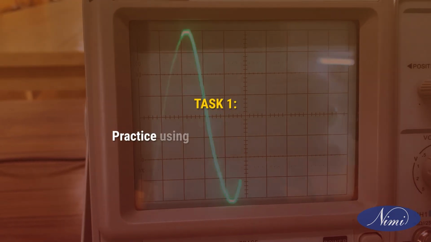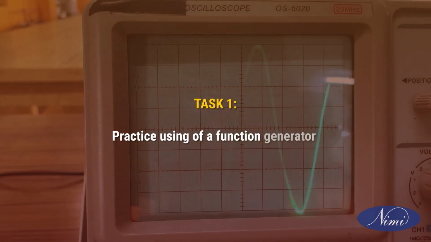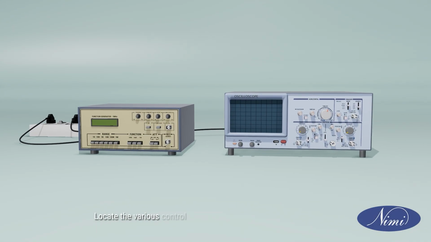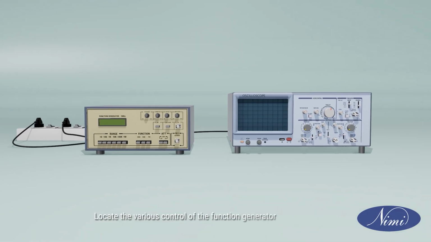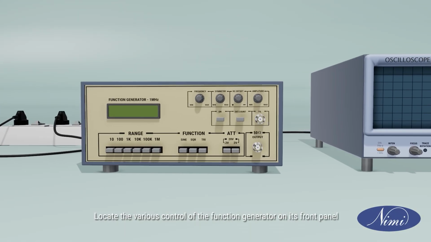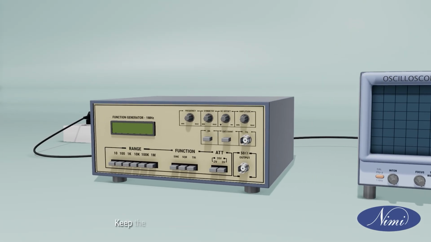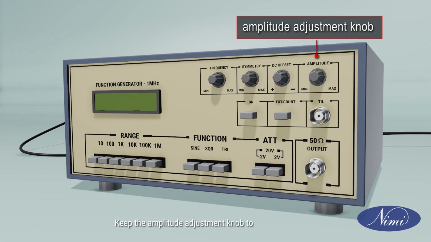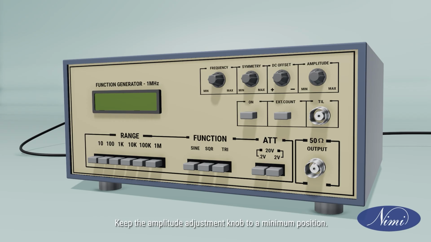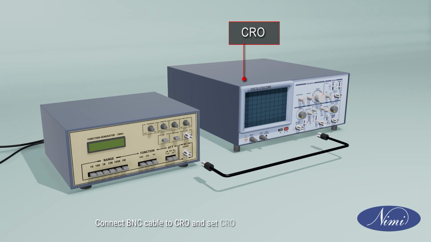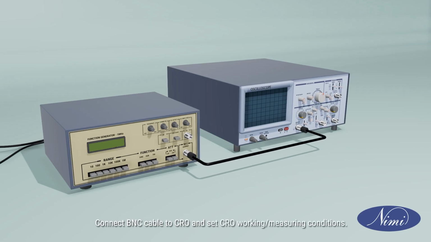Task 1. Practice using of a function generator. Locate the various controls of the function generator on its front panel. Keep the amplitude adjustment knob to a minimum position. Connect BNC cable to CRO and set CRO working measuring conditions.